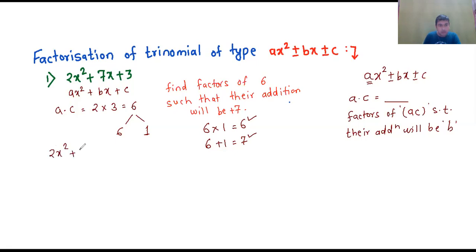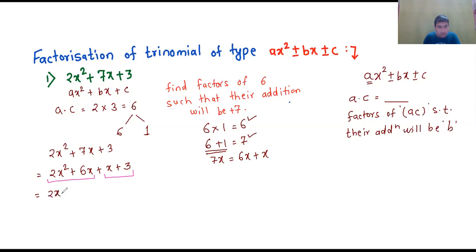So the given polynomial 2x square plus 7x plus 3 will be equal to 2x square. How can I write 7x? Can I write 7x as 6x plus x? These are the factors, right? So 6x plus x plus 3. Now see, I will take common from these two terms and then these two terms. I can take 2x common, so it will be x plus 3. Is it right? 2x square plus 2x into 3, it will be 6x. Plus, what can I take common? 1 in bracket x plus 3.